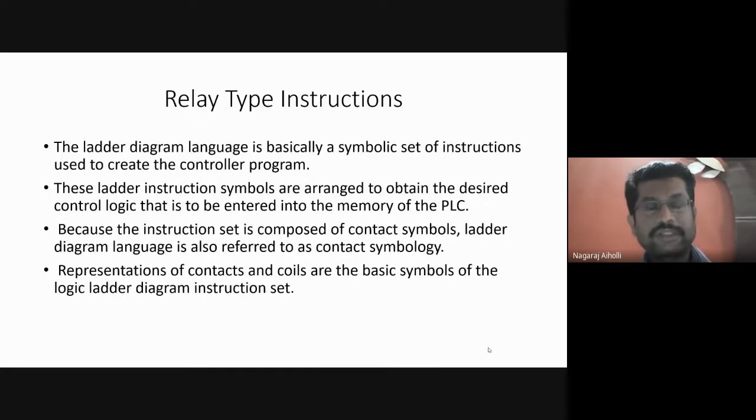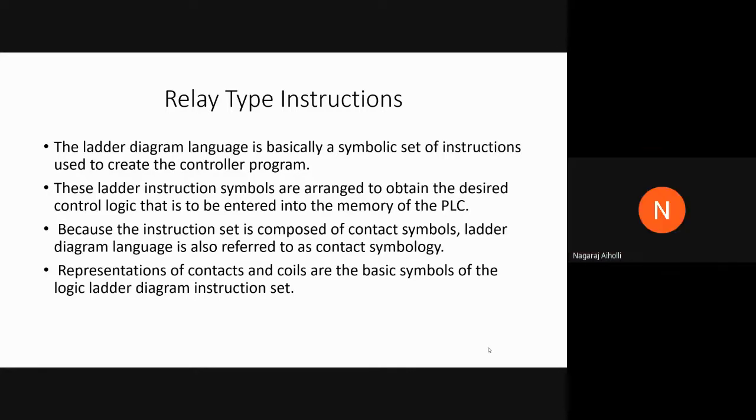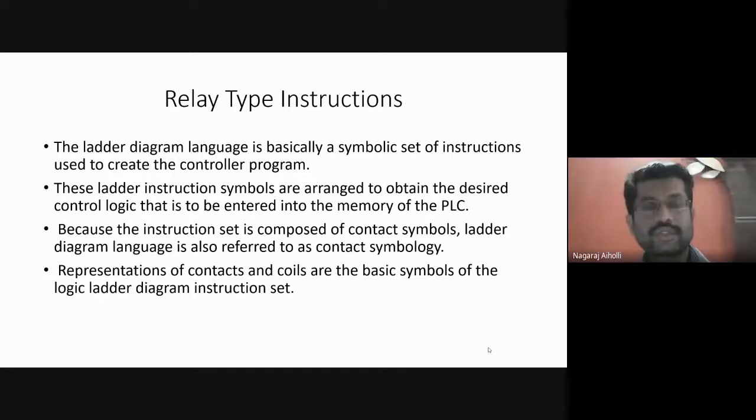Here we will be using these terms such as contacts and coil in the description of the relay type of instructions. As we know, the ladder diagram is nothing but a set of instructions. It has its own predefined set of instructions meant to perform a suitable function. Each instruction that we use in the ladder diagram performs a particular function, just like every instruction in C language or in any other language is meant to perform a particular operation.